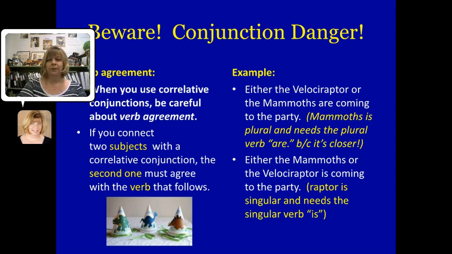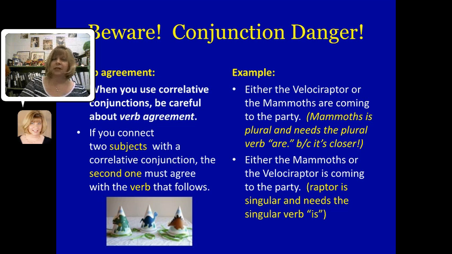Either the velociraptor or the mammoths are coming to the party. Now in this case, the velociraptor implies one velociraptor, but mammoths implies a group or a herd of them. Mammoths is plural, and since it's closest to the verb here, are coming to the party, you have a plural verb. So you don't say either the velociraptor or the mammoths is coming to the party. Mammoths is closer. It actually rules on the verb there, so mammoths are.